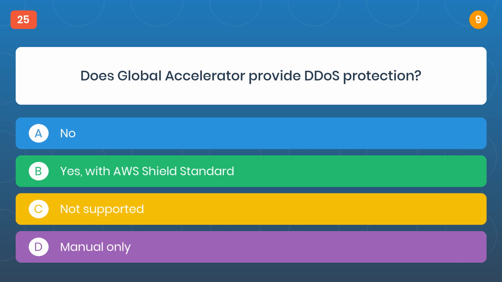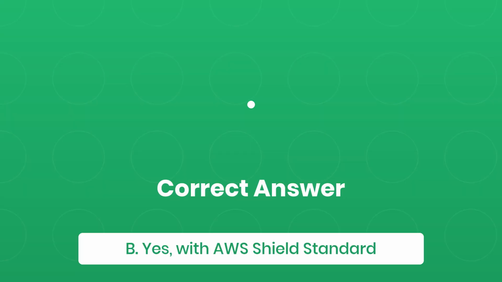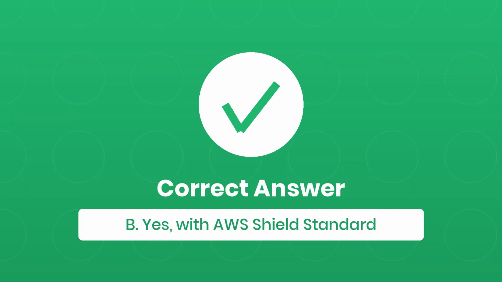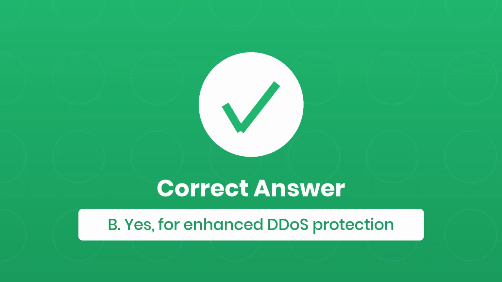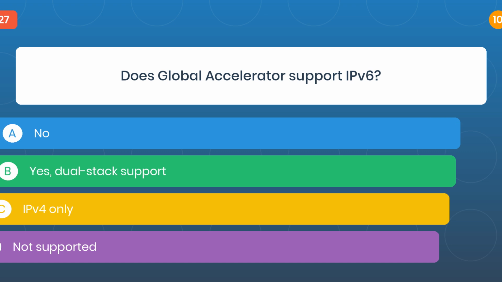Question 25. Does Global Accelerator provide DDoS protection? The correct answer is B, yes, with AWS Shield Standard. Question 26. Can you use AWS Shield Advanced? The correct answer is B, yes, for enhanced DDoS protection.